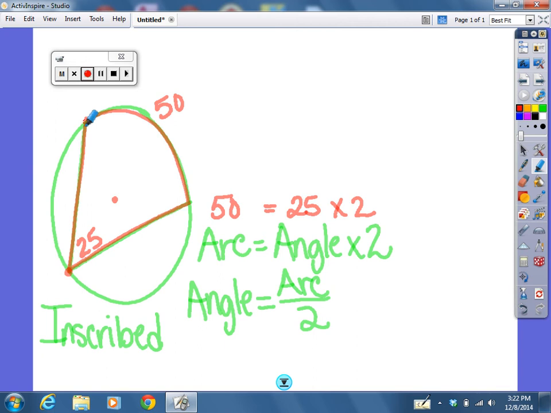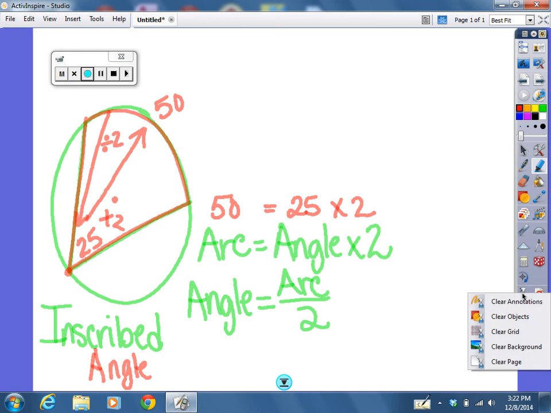So it's double. When you go from a smaller area to a larger area, you multiply by 2. And if you go from that larger area to a smaller area, you have to divide by 2. Okay? So that's an inscribed angle. Let me give you some of the examples we may have.